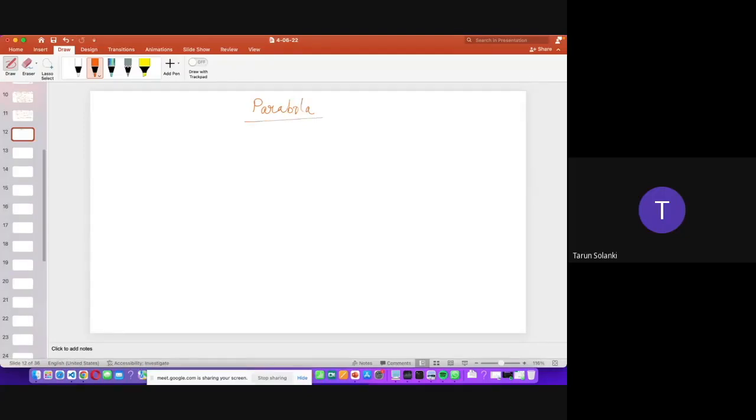Now, what is a parabola? The first question that comes to our mind. It is the locus of points which moves in such a way that its distance from a fixed point is equal to its perpendicular distance from a fixed straight line. Now, what does that mean?